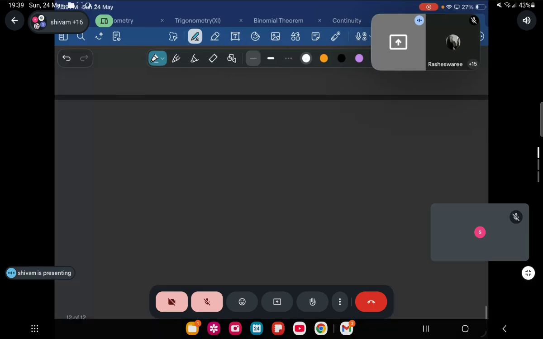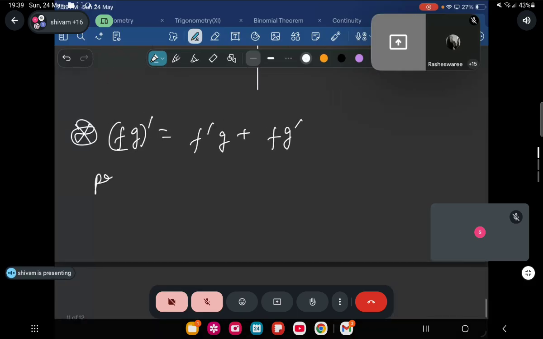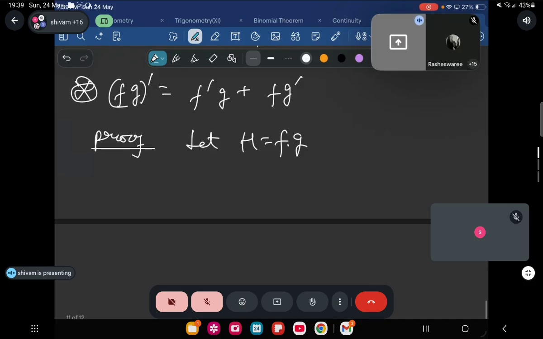I have used this a lot of times. You people have also used this a lot of times. Have you seen the proof before? I mean, have you done it somewhere, in school? No? Okay. Let capital H be equal to F into G. Now see, since F is differentiable and G is differentiable, can I say H is also differentiable? Okay, everyone, let us start.